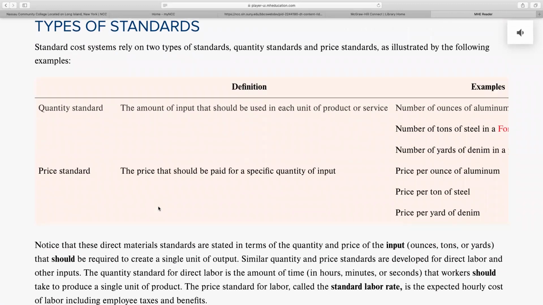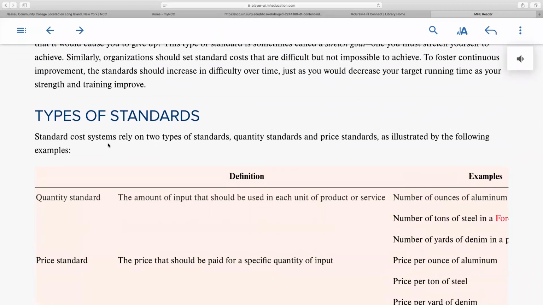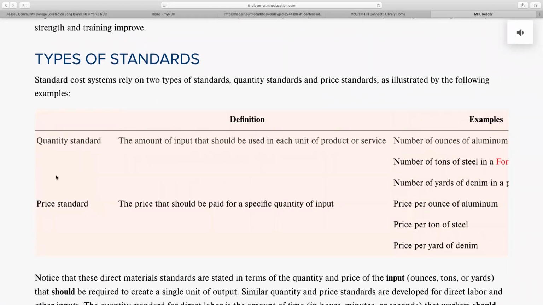Now, why would there be a difference between a standard amount and a budgeted amount? Why would there be a difference? Primarily due to two reasons, quantity or price. In other words, we paid more or less for something than we thought we would. That's one reason. And another reason might be that we made more or less of something than we thought we would, or we used something more or less than we thought we would.